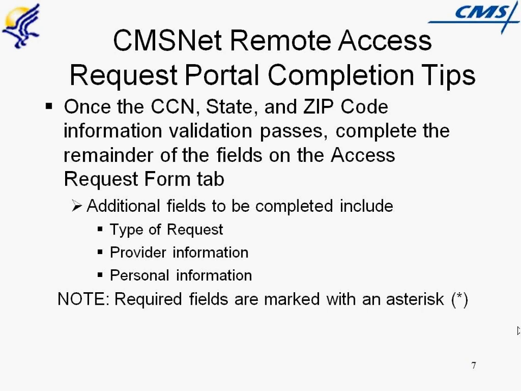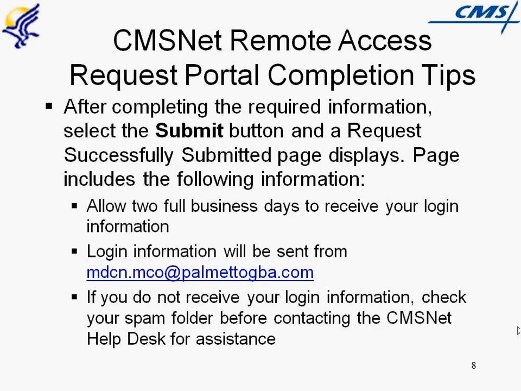Once the CCN, state, and zip code information validation passes, complete the remainder of the fields on the Access Request Form tab. Additional fields to be completed include the type of request, provider information, and personal information. Please note that required fields are marked with an asterisk. After completing the required information, select the Submit button, and a Request Successfully Submitted page displays.